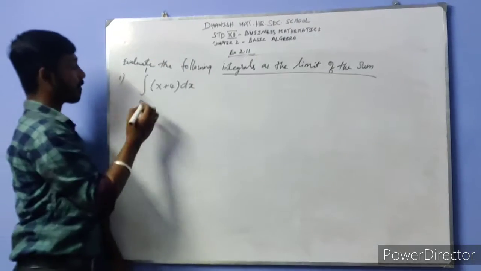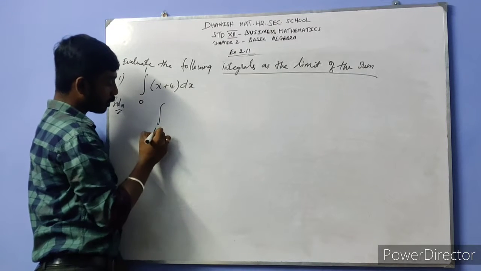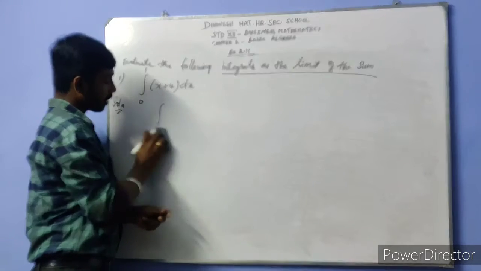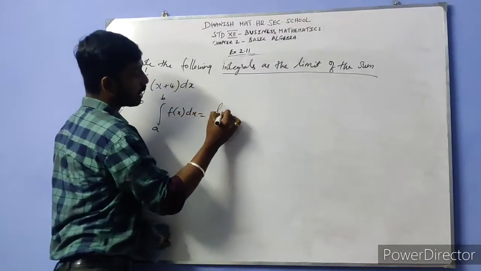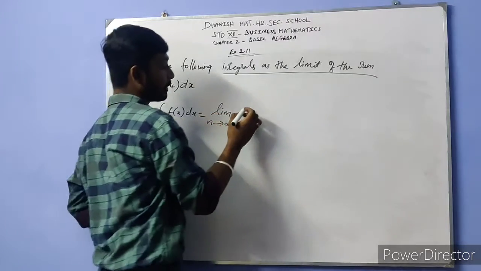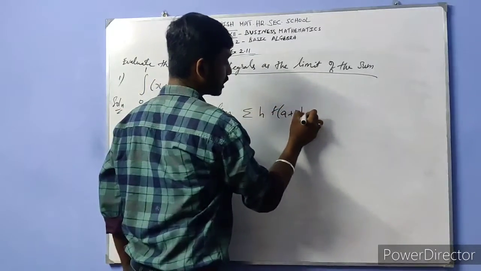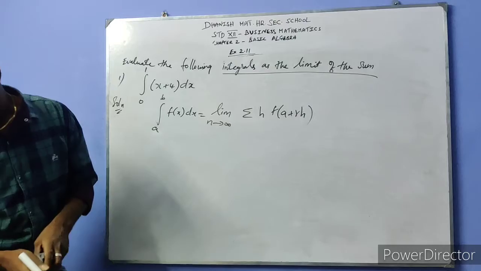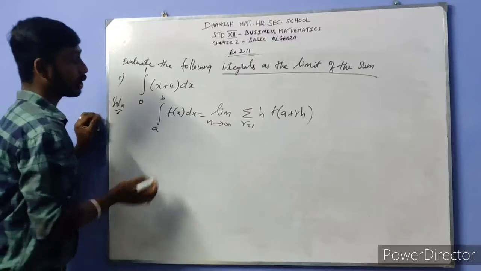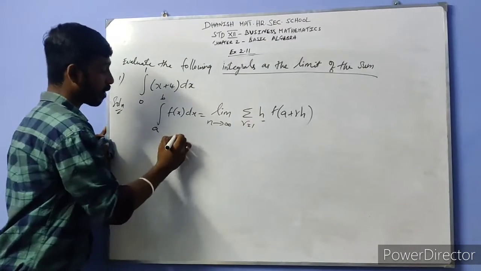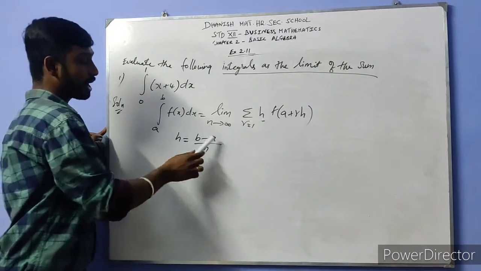Now we are going to use the formula first. First we write the formula. The integral of a to b f of x dx is equal to the limit as n tends to infinity of the summation of h into f of a plus rh, with r equal to 1. First we are going to find the h value. The formula is h is equal to (b minus a) divided by n.